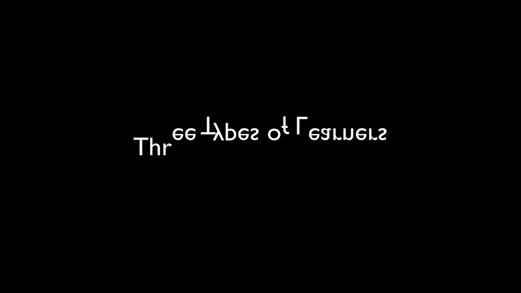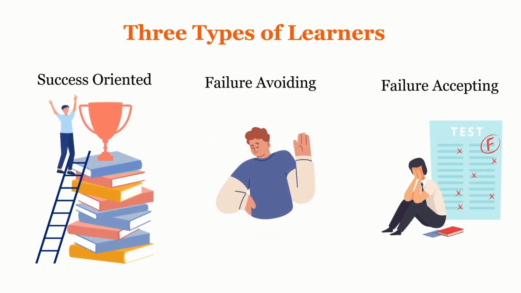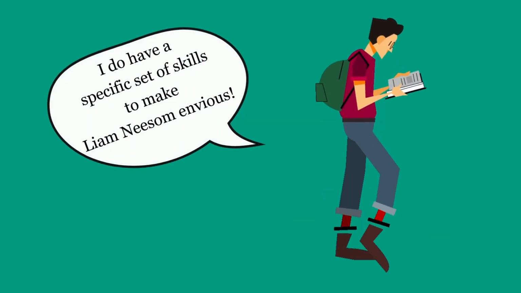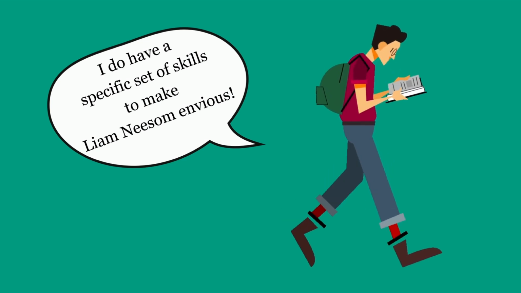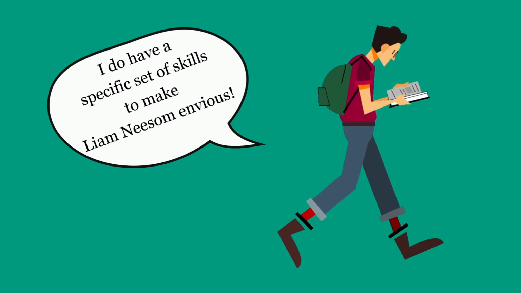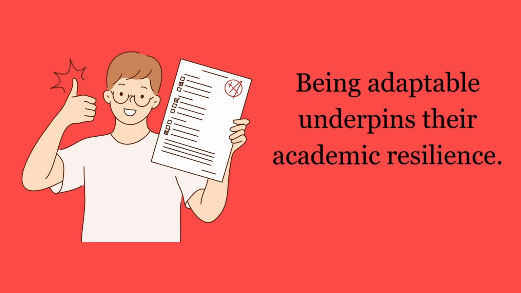There are 3 types of learners whose behaviors align with the ANS states: success-oriented, failure-avoiding, and failure-accepting. These learners become comfortable in one of 3 categories. The success-oriented students have skills to meet academic challenges, backpacks full of regulating resources and skills that foster resilience. These students are motivated and engaged, gather resources as needed, believe they are capable of learning, and are adaptable and resilient. Being adaptable underpins their academic resilience.